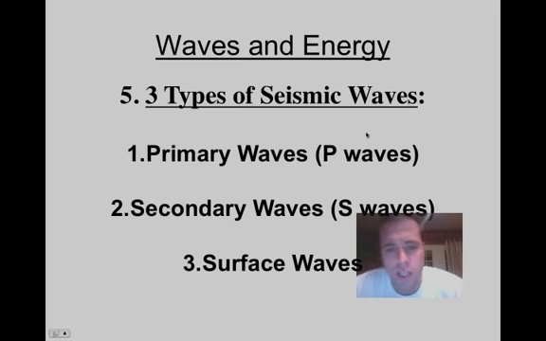And there's 3 types of seismic waves. We have primary waves. We just call them P waves. Primary because they're the first to arrive. Secondary waves, or S waves, they're the second ones to arrive. And then we have surface waves. And we just call these surface waves. We're not going to shorten it because we already have an S wave here. P waves are primary waves, S waves are secondary waves, and then we have surface waves.